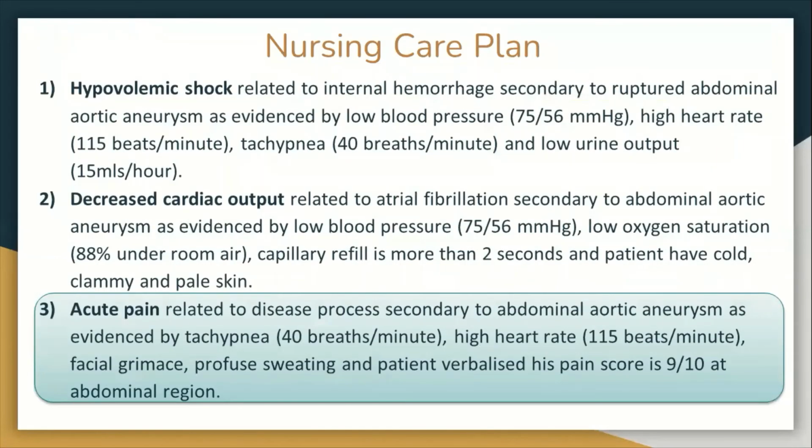The last nursing diagnosis is acute pain related to disease process secondary to abdominal aortic aneurysm, as evidenced by tachypnea, 40 breaths per minute, high heart rate, 115 beats per minute, facial grimace, profuse sweating, and the patient verbalized his pain score is 9 over 10 at the abdominal region.